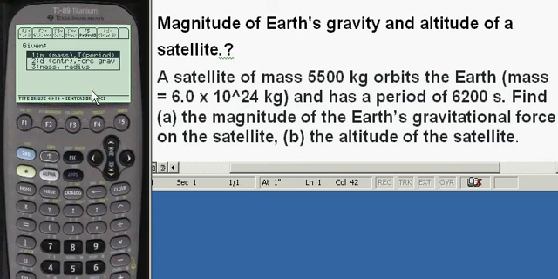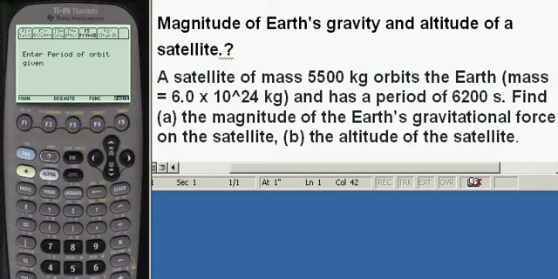Now there are several different things that they give you for this question, and in this case it's mass and period, so we're going to choose number 1, and we're going to enter the mass of the satellite, and that's 5,500 kilograms. We're going to press alpha first, alpha 5500, press enter, and choose number 2, kilograms.